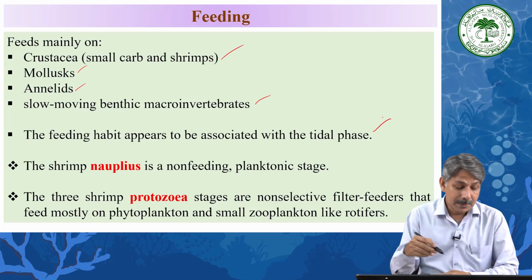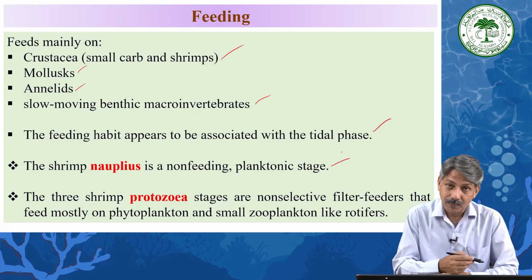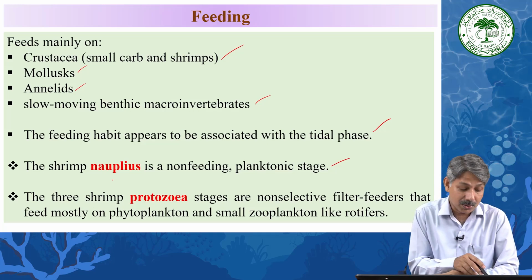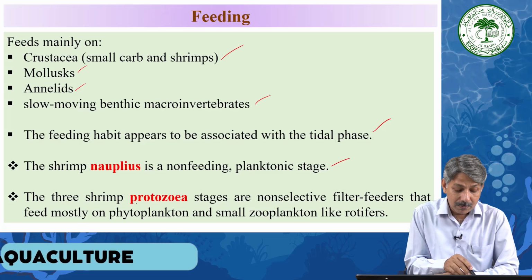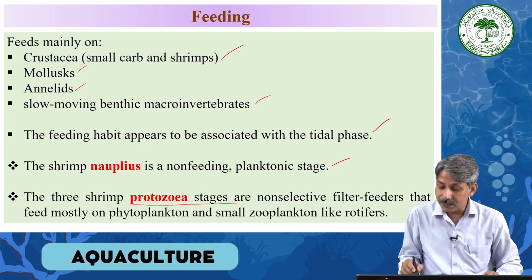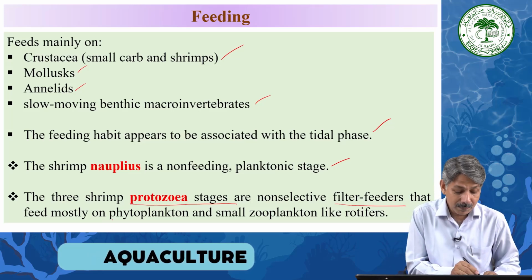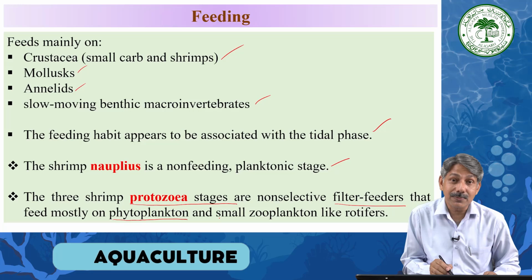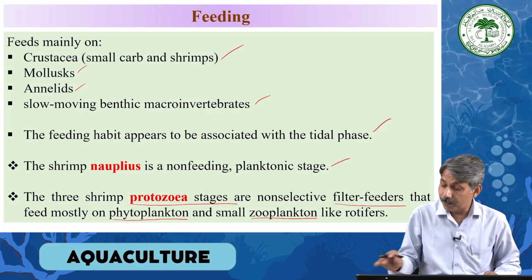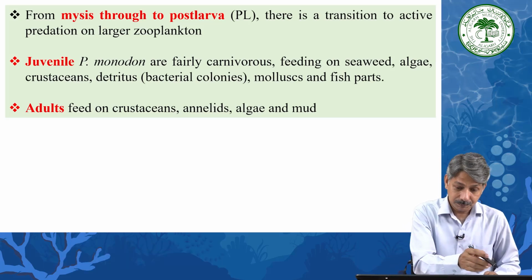If you study its feeding behavior, the feeding habit appears to be associated with tidal phase. Shrimp nauplius is a non-feeding planktonic stage, right? It is a non-feeding and planktonic stage. It cannot move on its own. The three shrimp protozoa stages are non-selective filter feeders, which means they feed on plankton, phytoplankton and zooplankton. So this is how different life stages of Penaeus monodon differ in feeding.